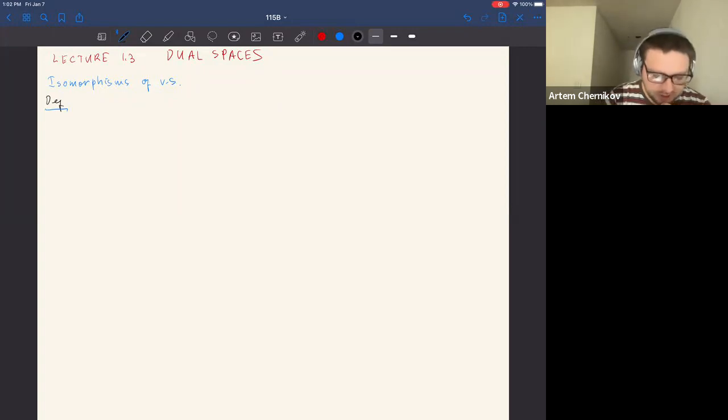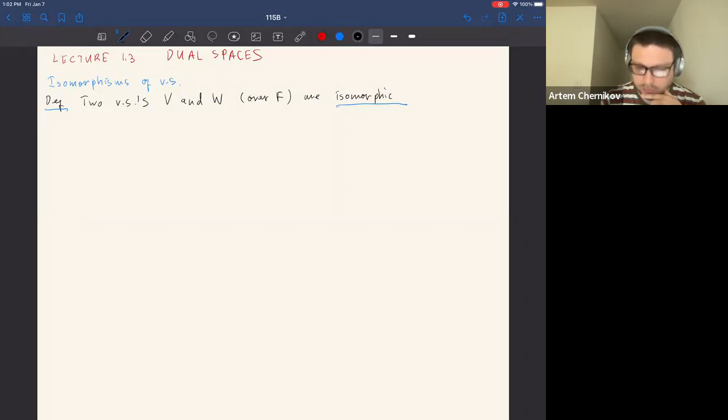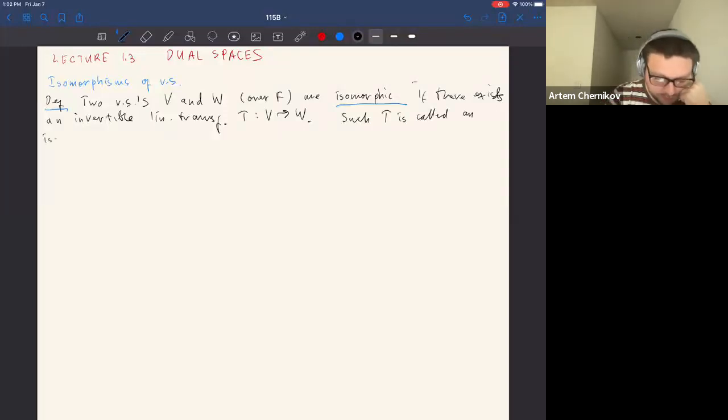So we say that two vector spaces, V and W, over the same field F, are isomorphic if there exists an invertible linear transformation T from V to W, and such an invertible linear transformation T is called an isomorphism from V to W.